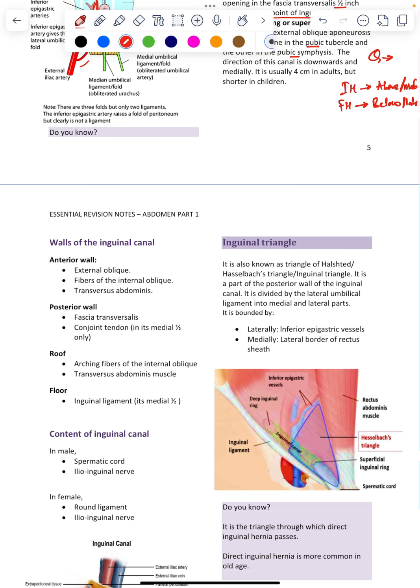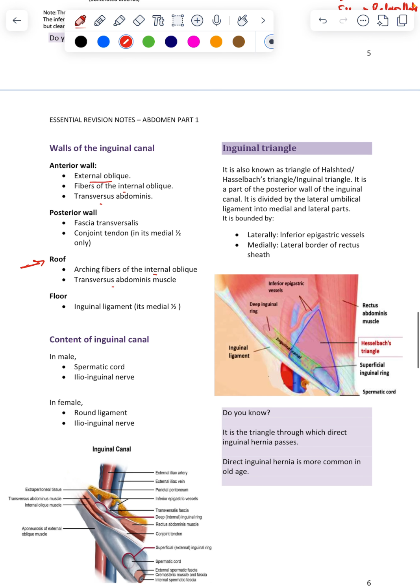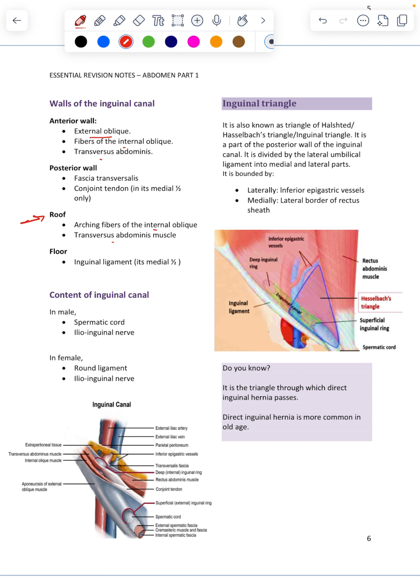So the anterior wall, you can see, is made up of external oblique aponeurosis and transversus abdominis. Posterior wall is fascia transversalis and conjoint tendon. It rotates on the medial side and becomes the posterior wall. Roof is formed by internal oblique and transversus abdominis. Floor is inguinal ligament. So if you see the roof, arching fibers of internal oblique. In male there is the spermatic cord and ilioinguinal nerve. In female, the round ligament and ilioinguinal nerve.